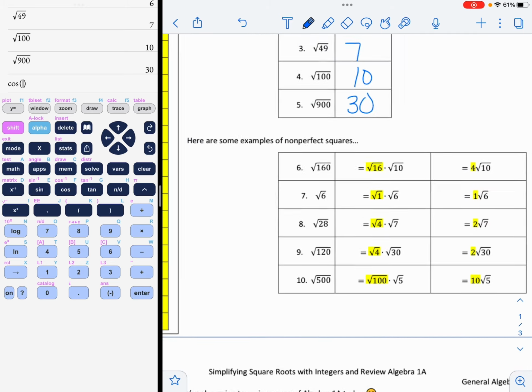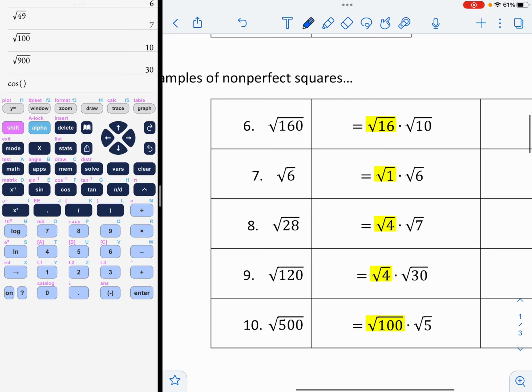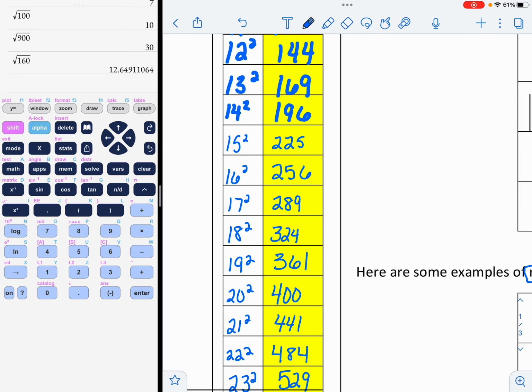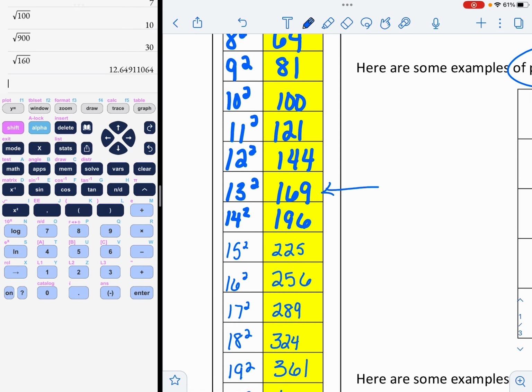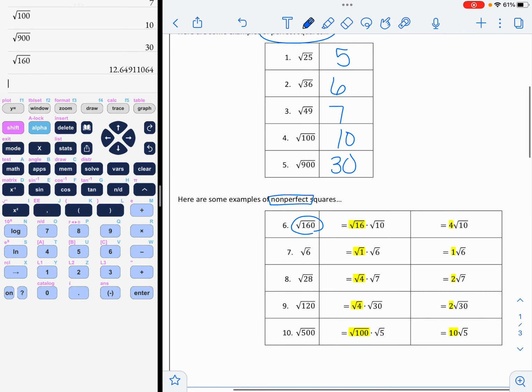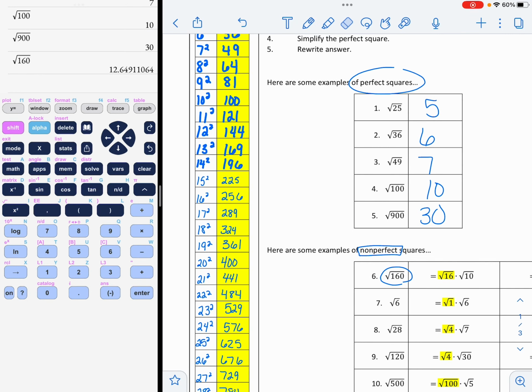But now look at these ones that are not perfect, okay? Non-perfect squares. So 160 is the first one, the square root of 160. Now let me type this on the calculator. You're going to notice that you get a really icky decimal, an irrational answer. That's because the square root of 160 is not perfect. See right here, we have 169, but it's not 160. And we have 144, again, not 160. So the answer is going to be 12.6, as you see on the calculator, because it's somewhere between 12 and 13.